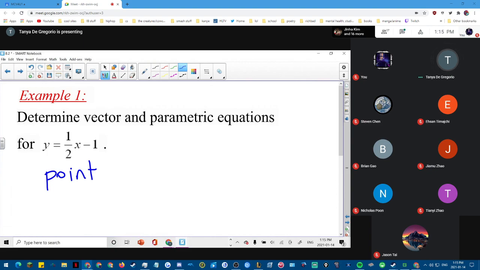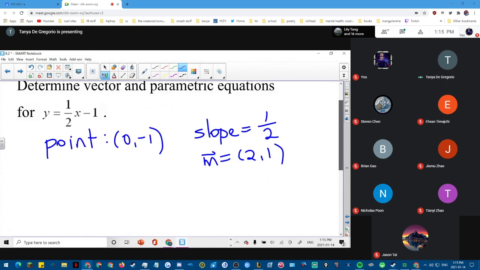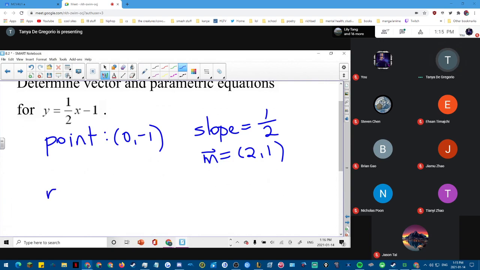The point, well, I'm going to use the easiest point. When I look at this, I see the y-intercept, so I'm going to use 0, negative 1. And then I need a slope, and the slope we can very clearly see is a half. So if the slope is a half, writing that as a direction vector, we know it's 2 comma 1. And so now I can say that this is my vector equation.